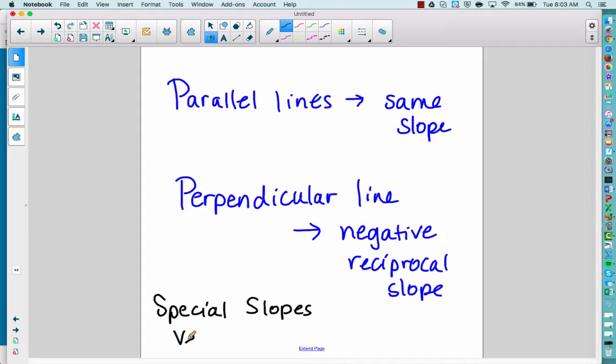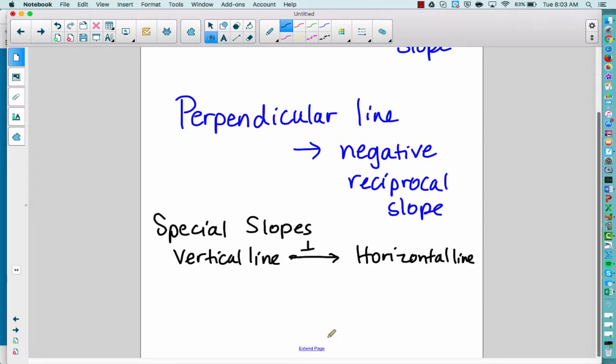What would be perpendicular to a vertical line? I hope you're saying that a perpendicular to a vertical line would be a horizontal line. Okay? So a vertical line, if I ask you what's perpendicular to it, it would be a horizontal line.